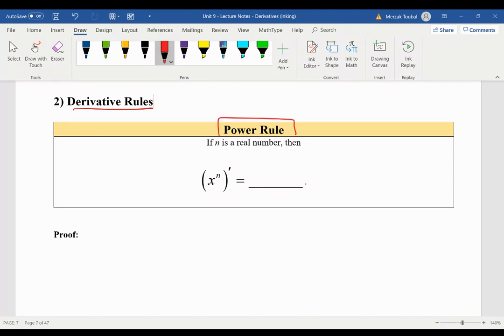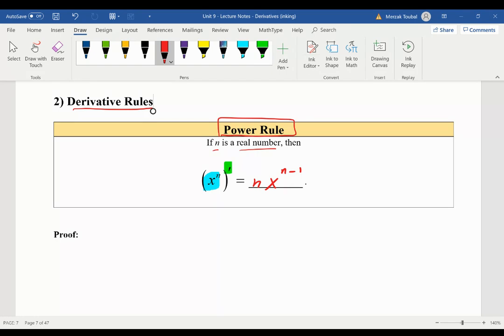The power rule says if n is a real number, then the derivative of x to the power of n, so n can be any real number, is n times x to the power of n minus 1. So you use that power as a coefficient, and then you subtract 1 from the power, and this will be the derivative. Now, we will go over the proof for this formula.